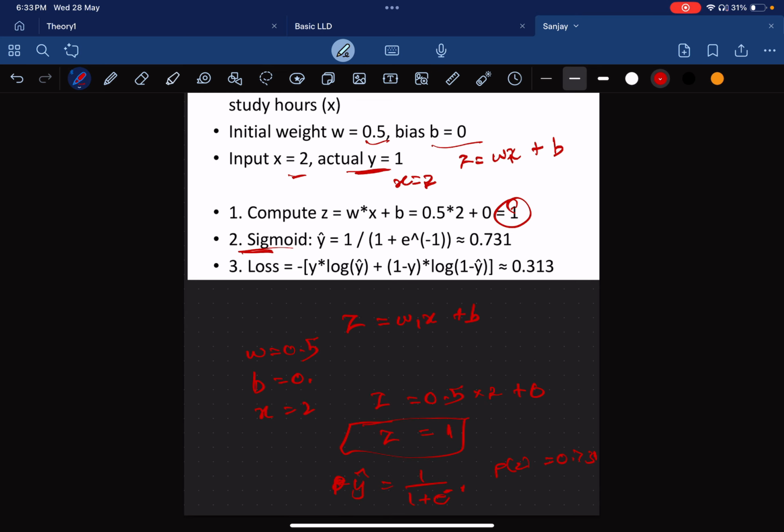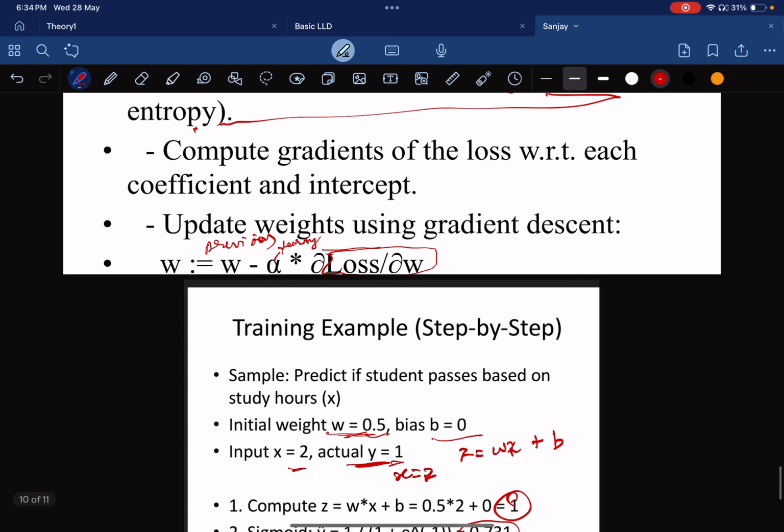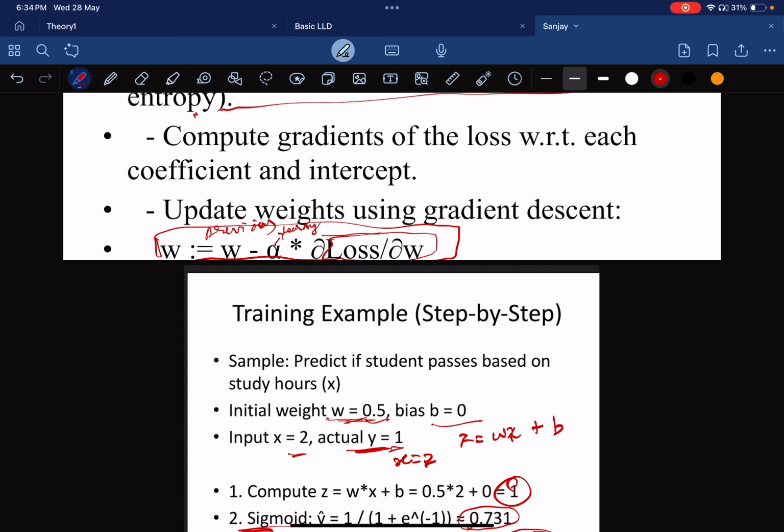I told you there is a loss function to update the coefficients. This is the loss function. You can see that y into log of y plus 1 minus y into log of 1 minus y. The loss function returns the value by comparing the prediction, that is 0.67, and the actual value, then returns the value as 0.313. Based on this value, it will update the w based on this equation.